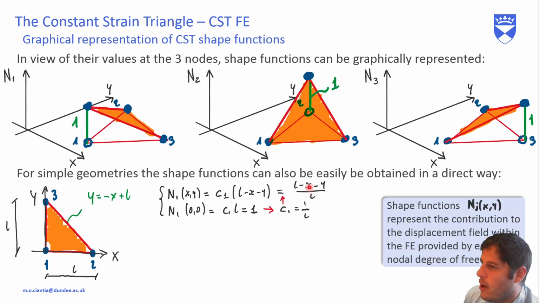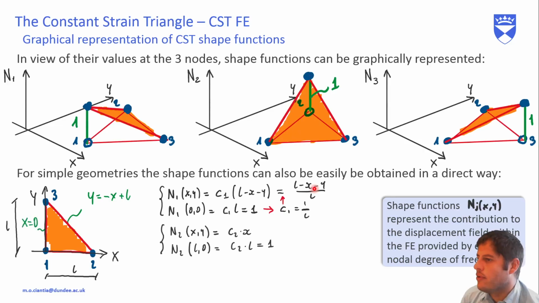Let's try. When x is 0 and y is 0, L over L is 1. When x is equal to L, y is equal to 0. So L minus L minus 0, is 0. Yes, it's correct, it's 0. And this was for N1.